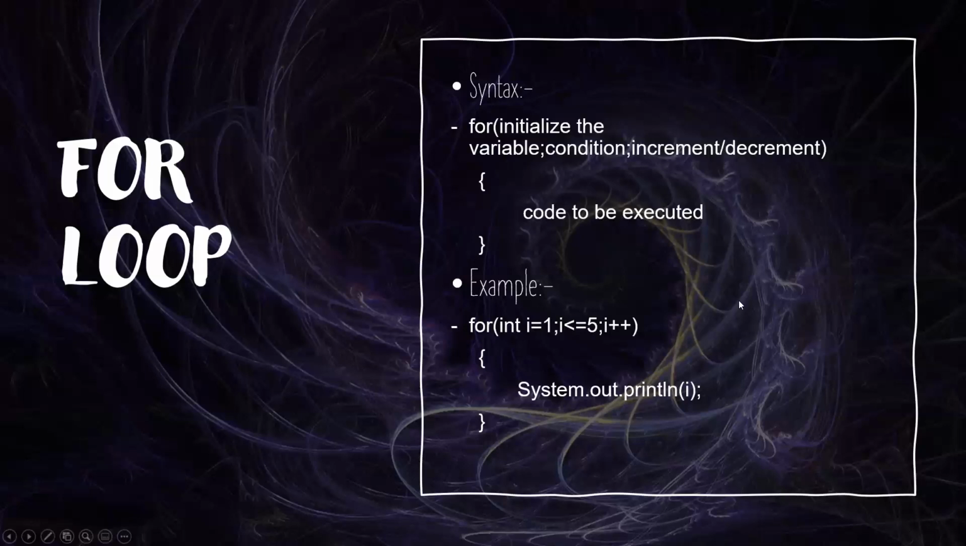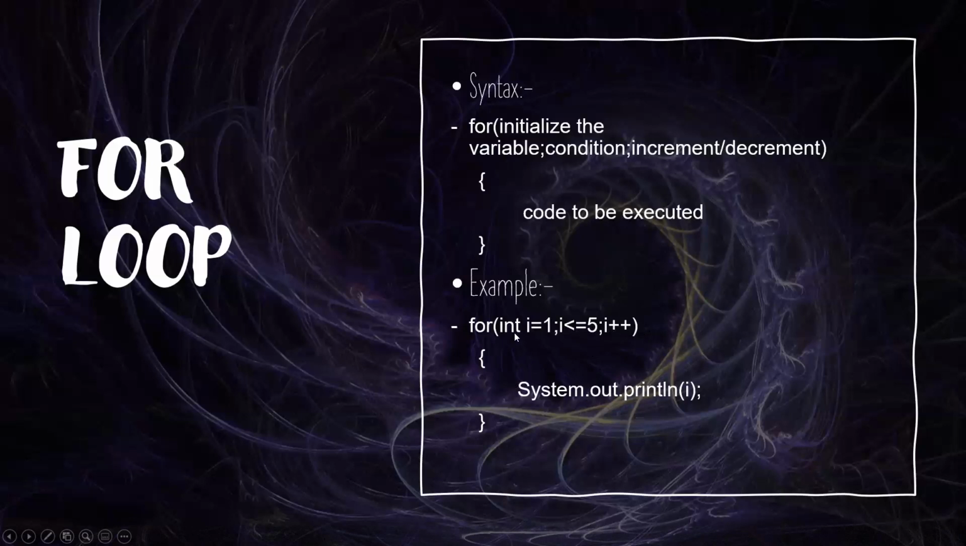So in this example over here, we're showing you how to print the first 5 numbers. So as you can see over here, int I is equal to 1. So we've initialized it. I is smaller than equal to 5. So it keeps on repeating until it's smaller than equal to 5. And then I plus plus, so it increments.